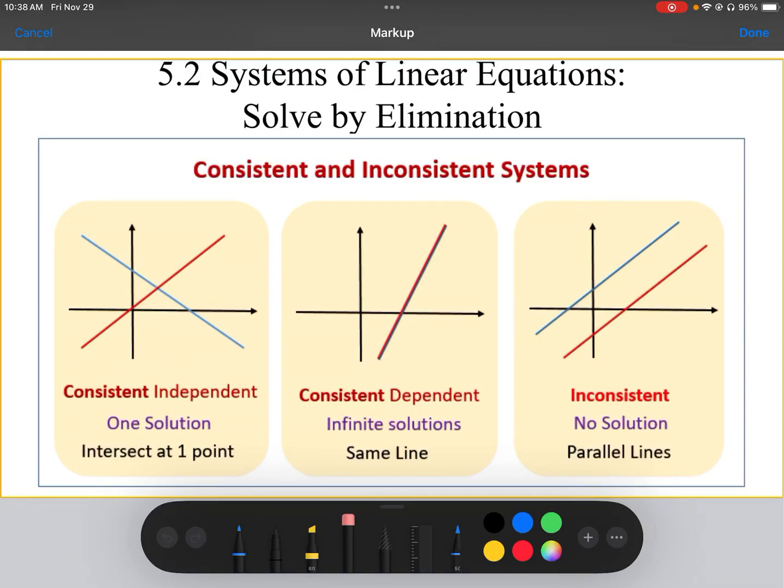Let's look at 5.2, systems of equations. We're going to solve by elimination. So let's first talk about some vocabulary that you'll see. So consistent, let me go ahead and mark this up. Consistent means that you have one solution. Inconsistent means no solution.